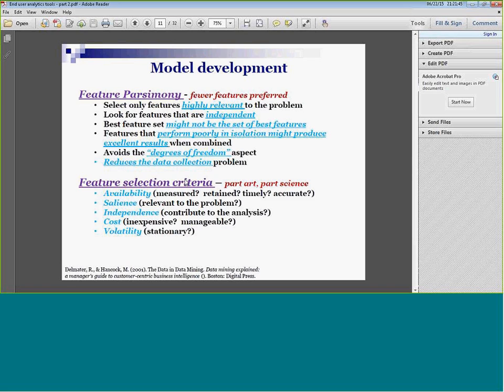So the first thing you'd want to do, even if you're going to use an automated tool to build the models, is make sure you're picking wisely from the possible set of input variables. You don't want to just dump them all in there. As I said, you want variables that are highly relevant, and certainly you want variables that are independent.